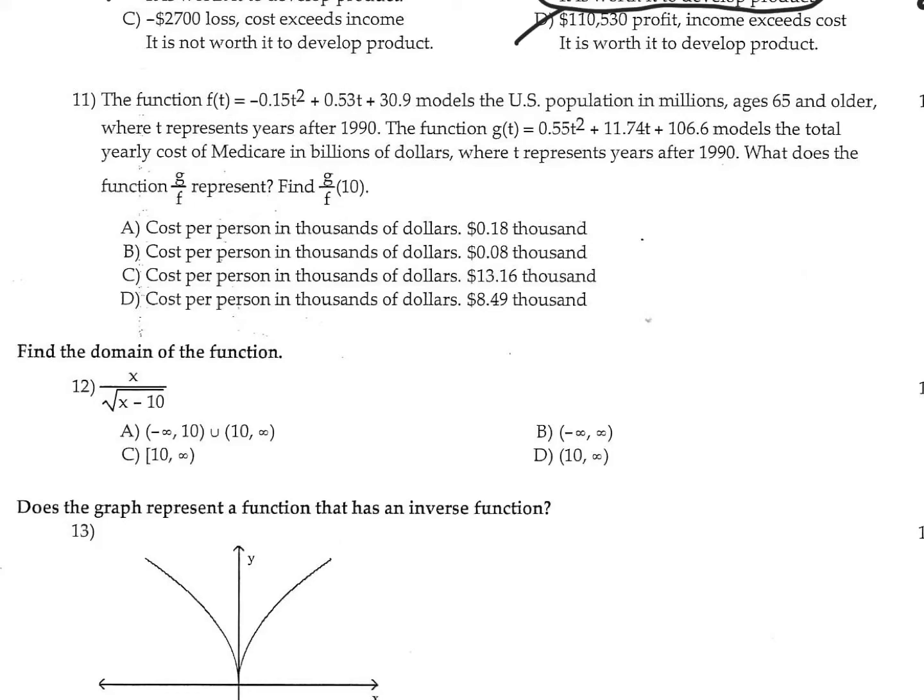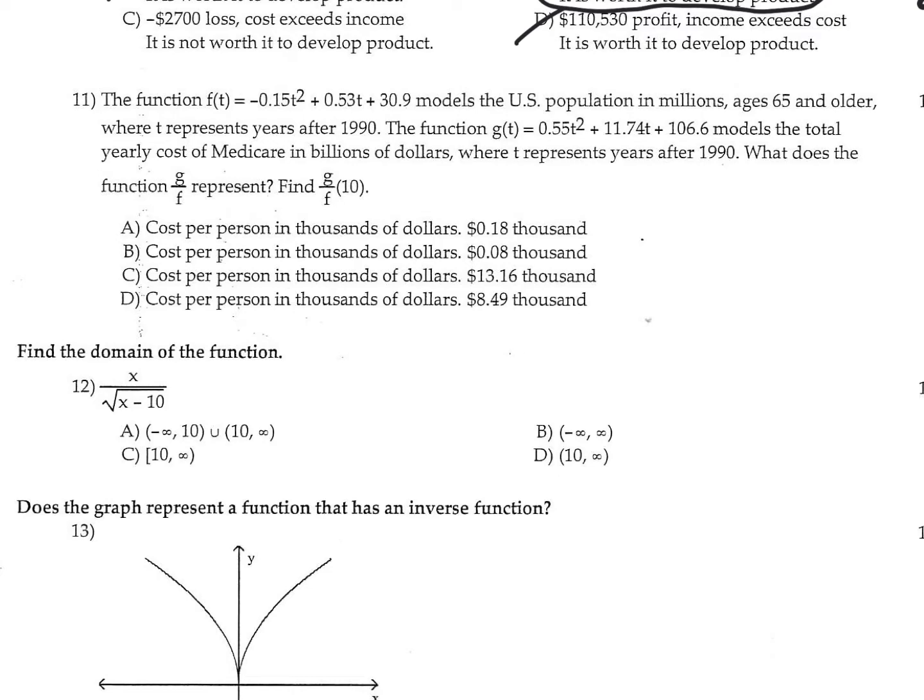All right, I'm going to work through problems 11 through 20. Here we are given a couple functions that model populations, f of x, and another function, g of t, models the total cost of Medicare in billions of dollars. So they want us to do two things. They want us to interpret g over f and then evaluate g over f of 10.